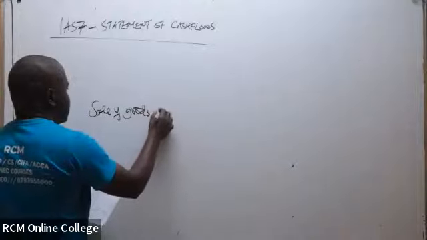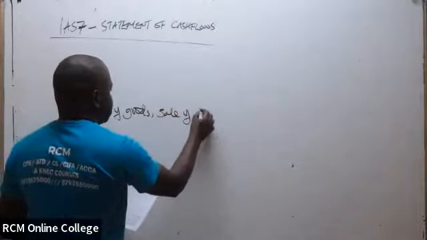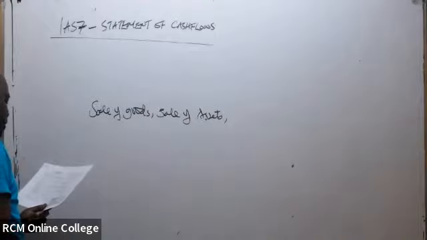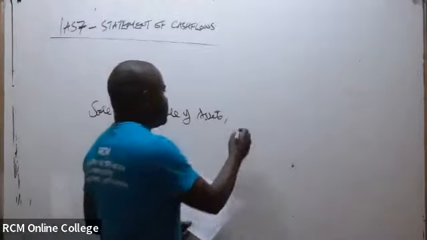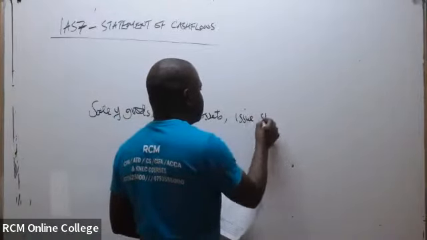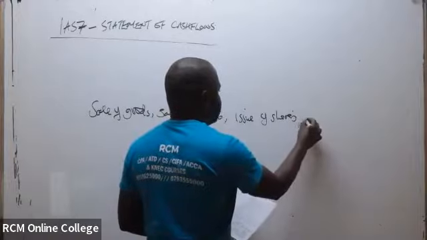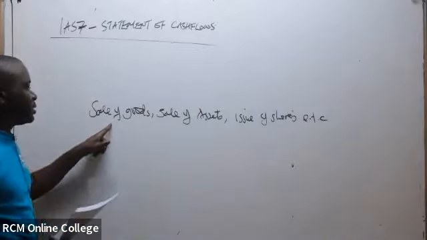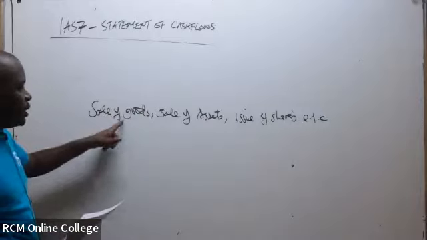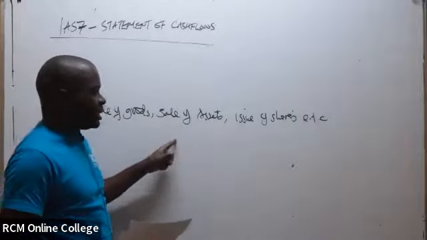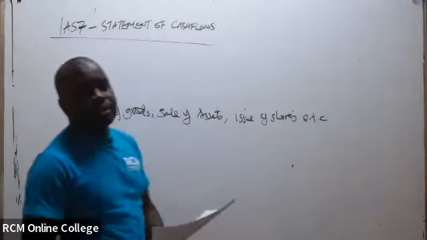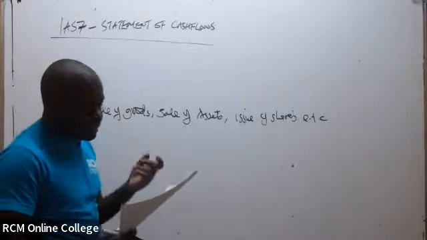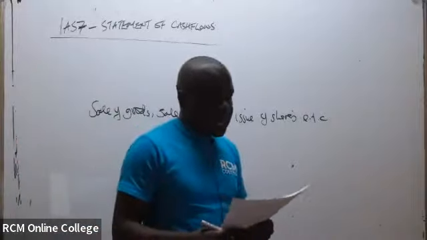e.g. sale of goods, sale of assets, issue of shares, etc. So whenever these happen, you get money. Sale of goods is the trading activity of the business. You sell your goods, you get money. You sell your assets, you get money. You sell shares, you get money. So that basically will be a source of cash in the business. So on one side, you're having the sources of cash.